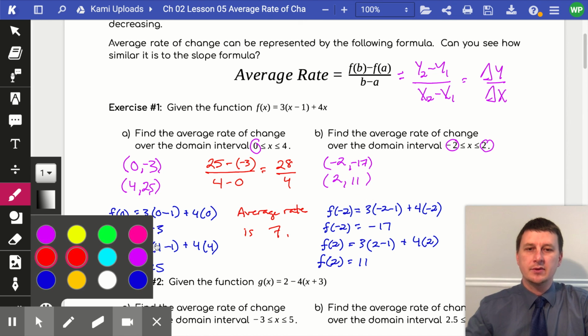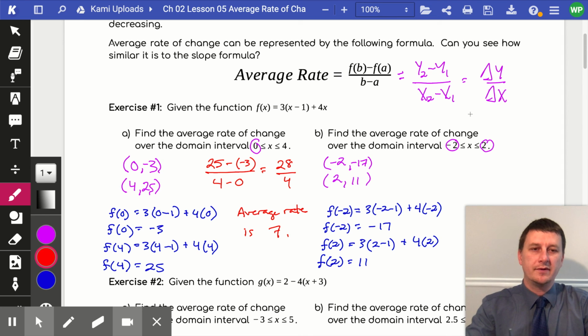So again, now we want to go to our average rate of change formula. Whichever one of these three you prefer, they're all the same thing. And we're going to do our second y value, 11, minus our first y value, negative 17. And we're going to divide that by our change in our x values, 2 minus negative 2, our first x value. And that'll simplify again to 11 plus 17. That's going to give me 28 over 4 again. And average rate of change is going to be, what do you know? It's going to be 7 again.